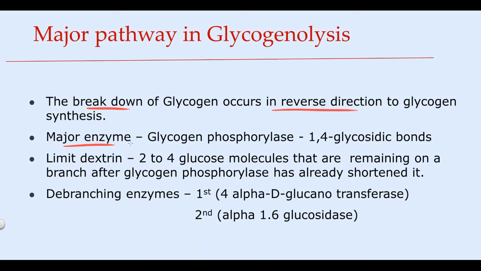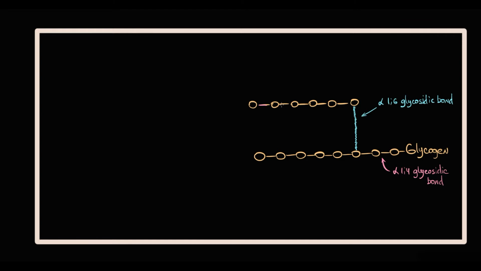The major enzyme in glycogenolysis is glycogen phosphorylase. This enzyme uses inorganic phosphate and cleaves 1,4 glycosidic bonds. As we see, most of the glucose molecules in the glycogen structure are connected exactly by 1,4 glycosidic bonds. And because of that, glycogen phosphorylase is the most important enzyme in glycogenolysis. So glycogen phosphorylase uses inorganic phosphate and cleaves the 1,4 glycosidic bond, thereby releasing a glucose 1-phosphate molecule.